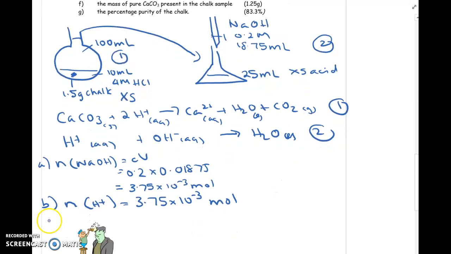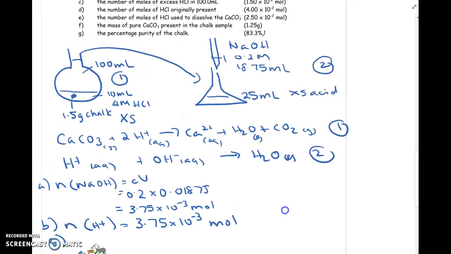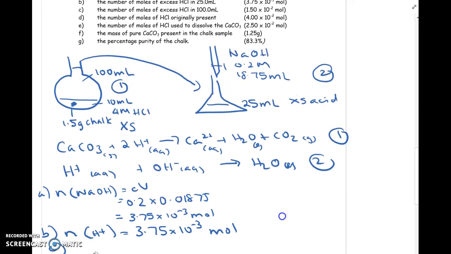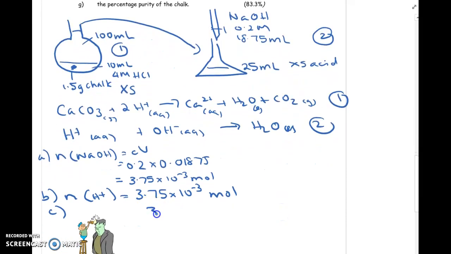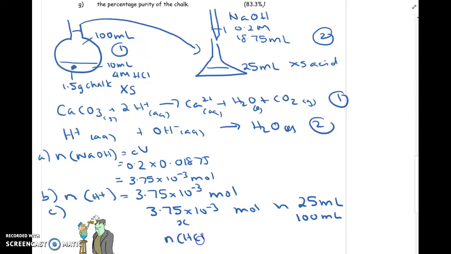Part C. It says the number of moles of hydrogen ions in excess in the 100 ml. So we know there were 3.75 by 10 to the negative 3 moles in 25 ml. So we want to know the number of moles in 100 ml. So this is a simple ratio. So the number of moles of HCl in 100 ml will equal 3.75 by 10 to the negative 3 times 100 divided by 25.